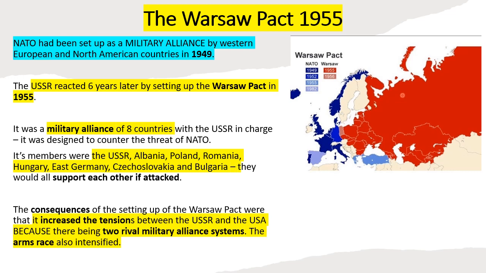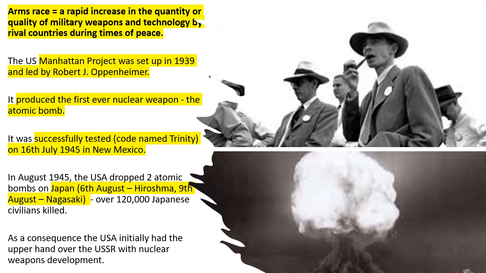That itself increased the tension between both sides, okay? What we're looking at here then is the arms race, the race to get bigger, better, badder, bigger bombs on either side, okay? So officially it's an increase in the quantity or quality of military weapons and technology between rival countries in a time of peace. There's no war going on, of course, this is the Cold War, but they are building up, stockpiling military hardware to be used in the event of war, okay?